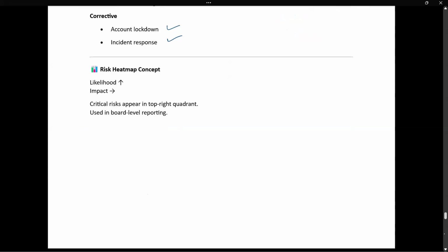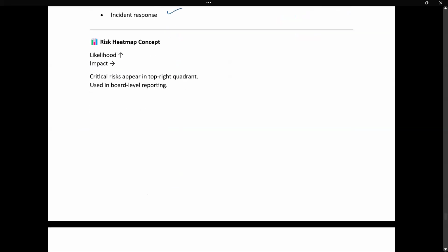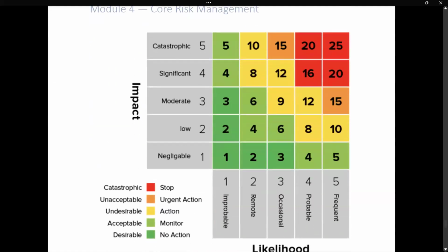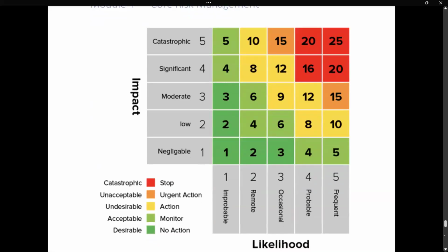Now let's talk about the heat map. We already spoke about the heat map once, but we'll do it again. Guys, remember this chart? Anyone?